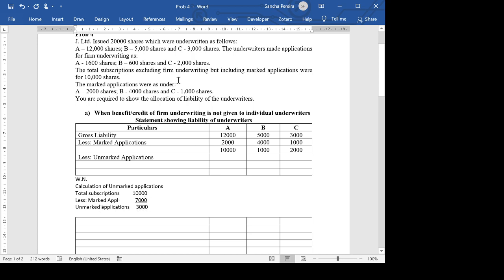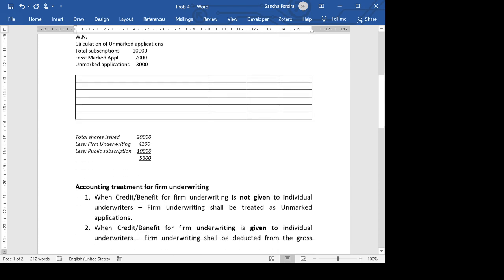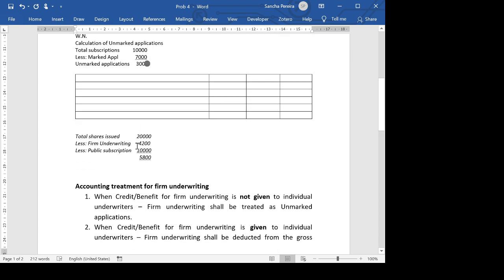Now, since there is firm underwriting in the problem, we also need to minus firm underwriting. In this working note, I am minusing firm underwriting. I told you there are two ways of minusing firm underwriting. If we solve under benefit not given or credit not given, firm underwriting shall be treated as unmarked applications. That is, you have to add your firm underwriting to unmarked applications and then minus the whole thing.